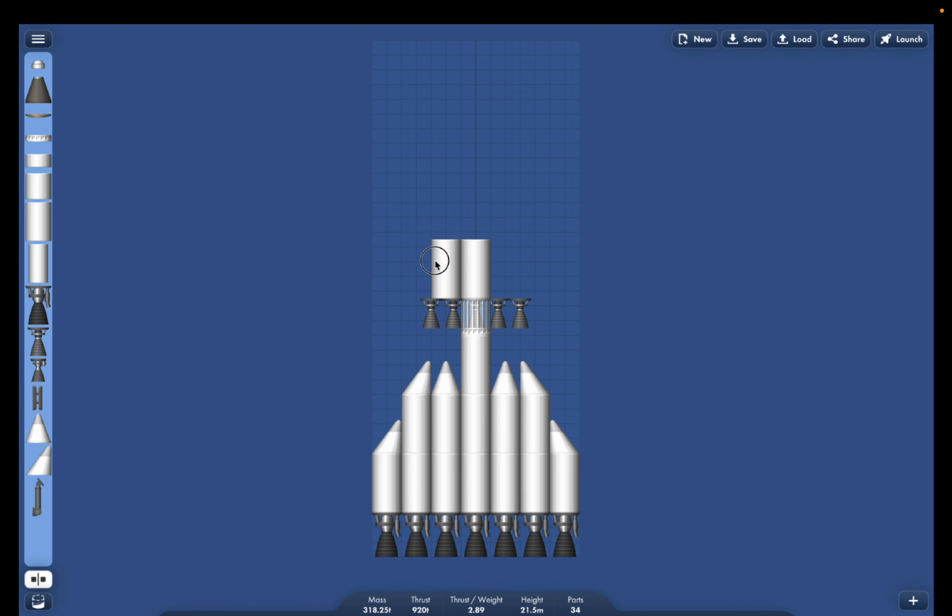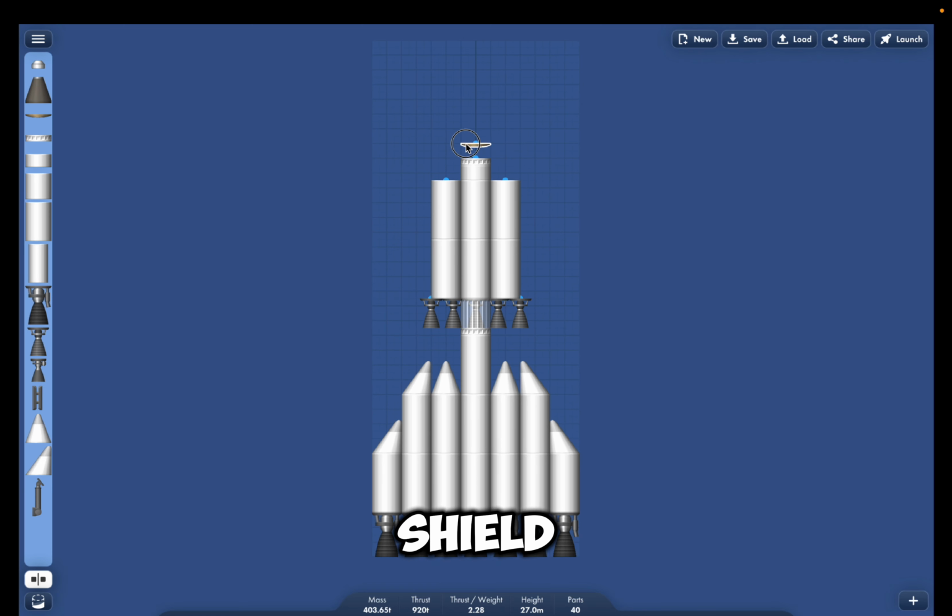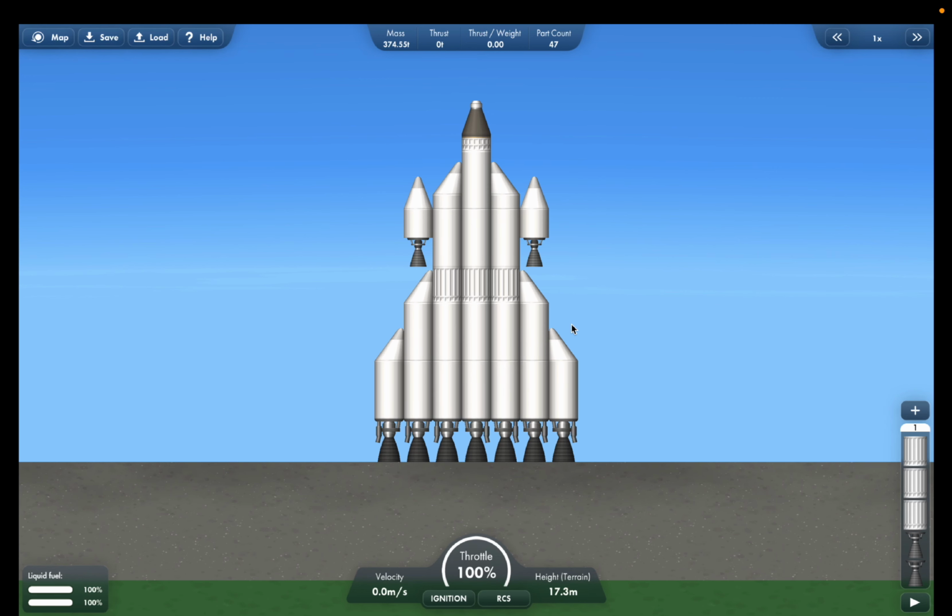If you are re-entering the atmosphere, you need a heat shield on the capsule combined with a separator below it. You need a parachute on the capsule if you want to land. Once you have the rocket built, you can launch it around the Earth.